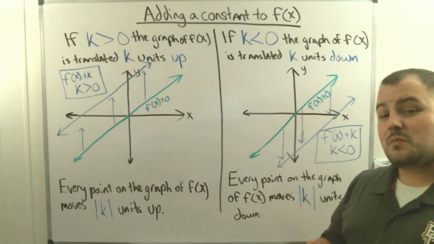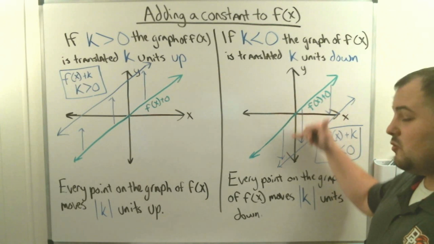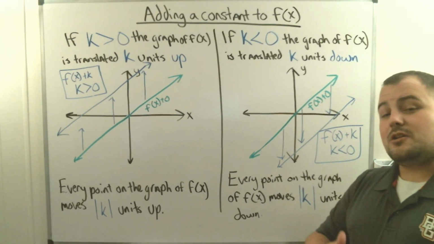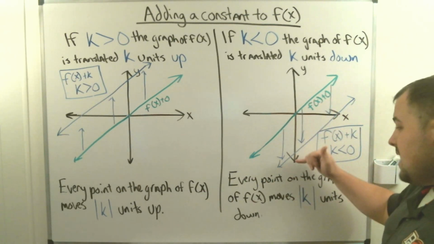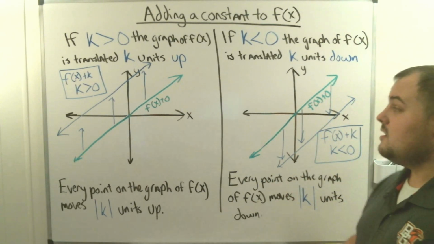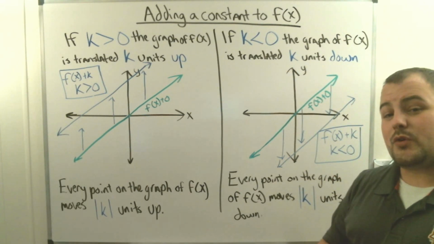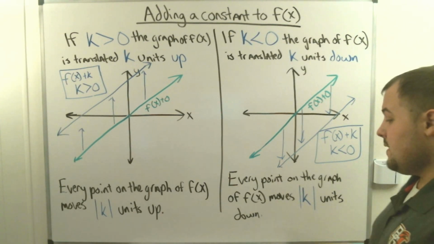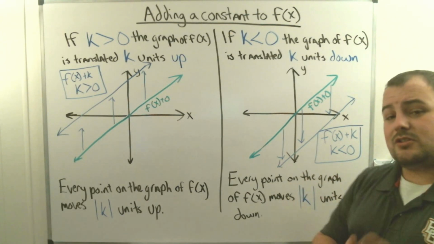So if I had f of x equals x minus 3, this graph would move down by 3 units. If I had f of x equals x plus negative 7, it would still go down by 7 units. And that's because it goes down by k units as long as that number that we're adding at the end is less than 0. So this is our answer to this problem.